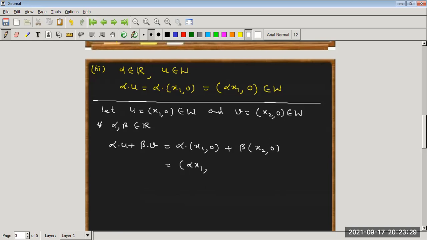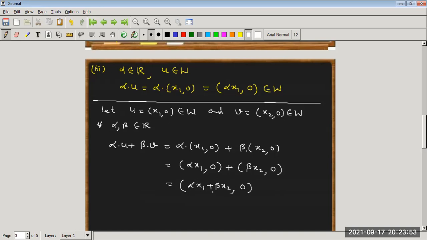Product of two real numbers is again a real number. Alpha dot 0, this is 0. Beta dot x2 is beta x2. Beta dot 0 is 0. So now we add these. So after adding we get (alpha x1 plus beta x2, 0 plus 0), which is 0.